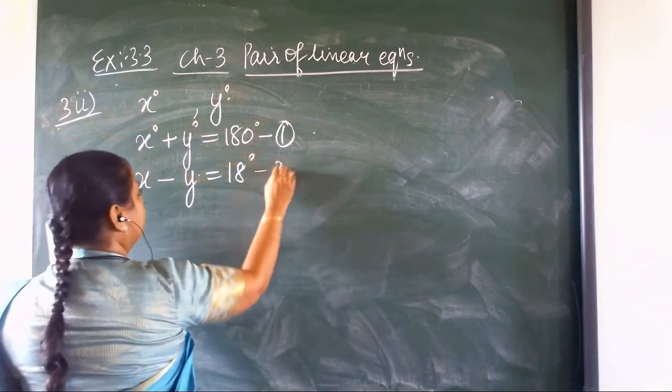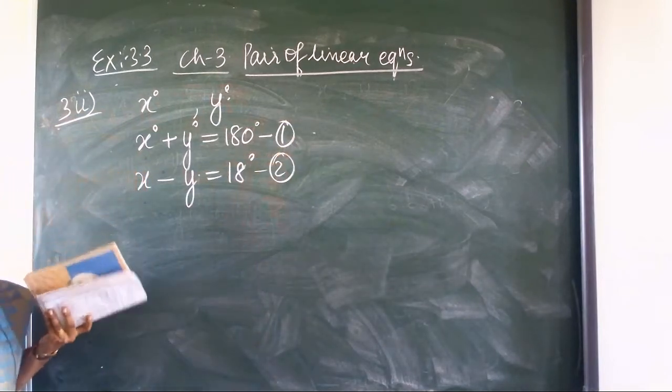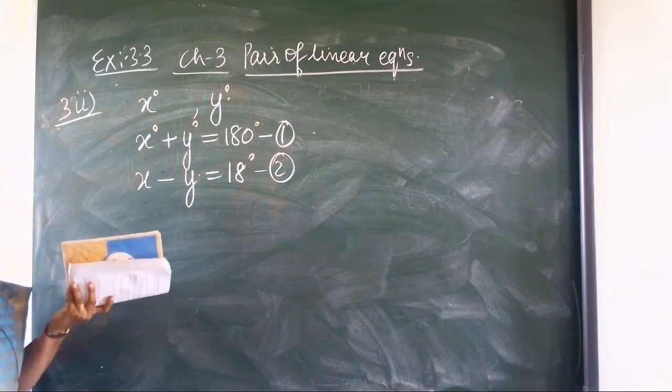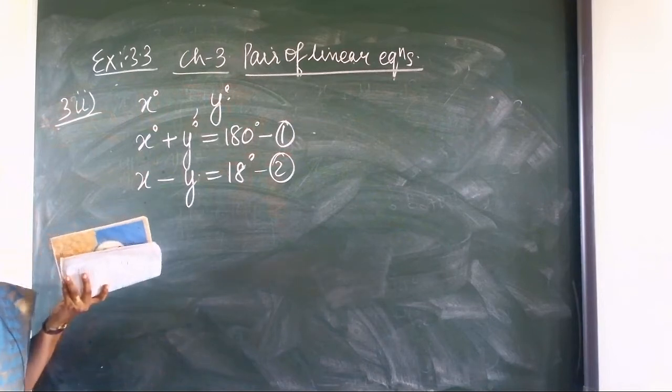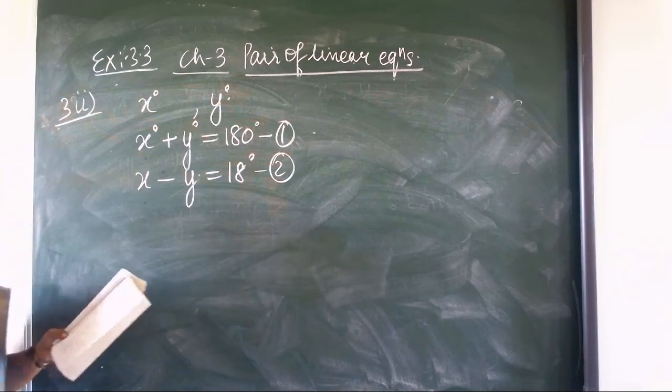Now these two equations can be solved by the substitution method. Finding the value of x and putting it in the second equation, you get the value of y, and then again put the y value in equation 1, you get the value of x. Clear?